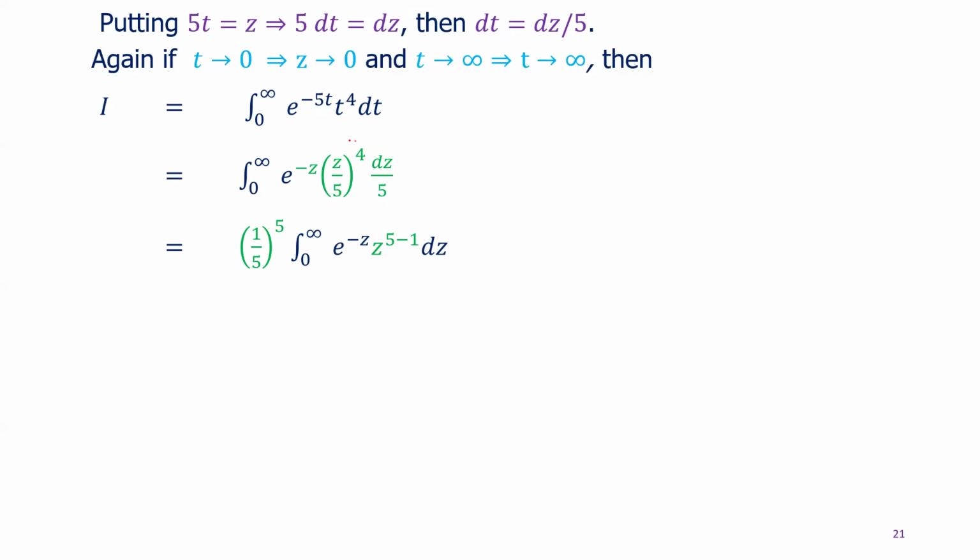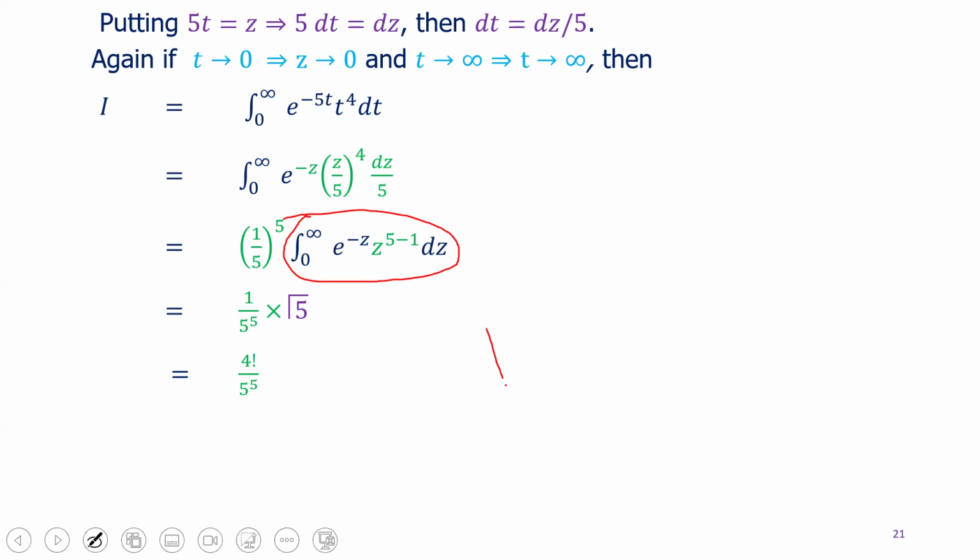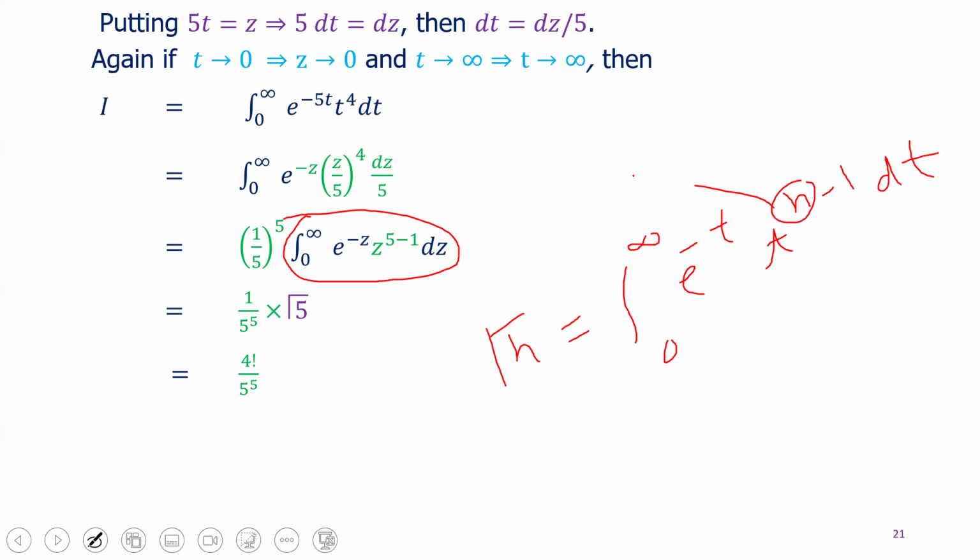We get 1 upon 5 to the power 4, and 1 upon 5 we can take outside, so this is 1 upon 5 to the power 5. Inside the integration, e to the power minus z, z to the power 4, which can be written as z to the power 5 minus 1, is equal to gamma 5, because we know that gamma n is equal to the integration from 0 to infinity of e to the power minus t, t to the power n minus 1 dt. Just look here, what is the value of n? n is nothing but 5, so it will be gamma 5.